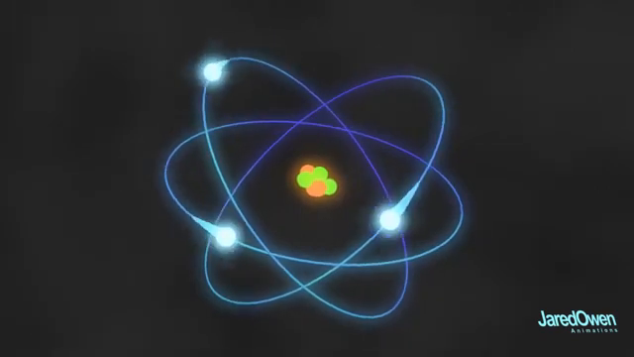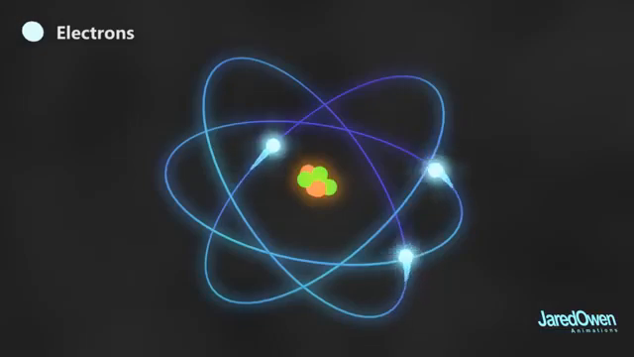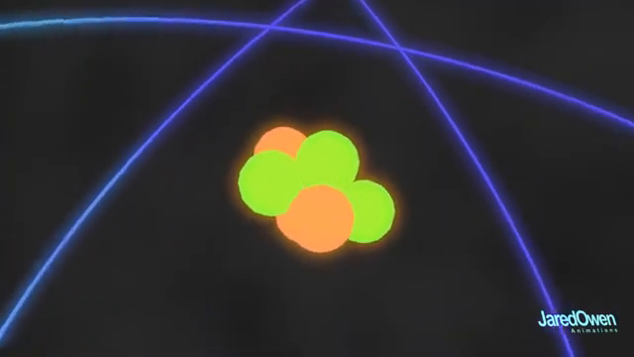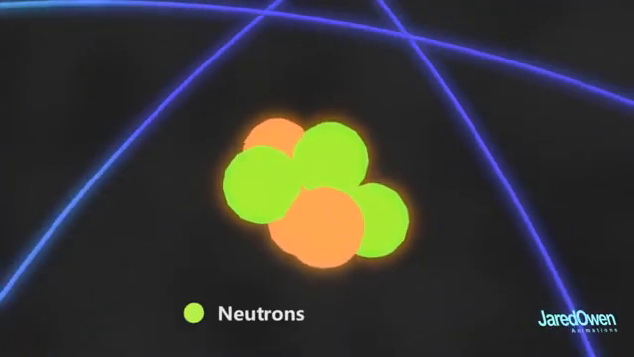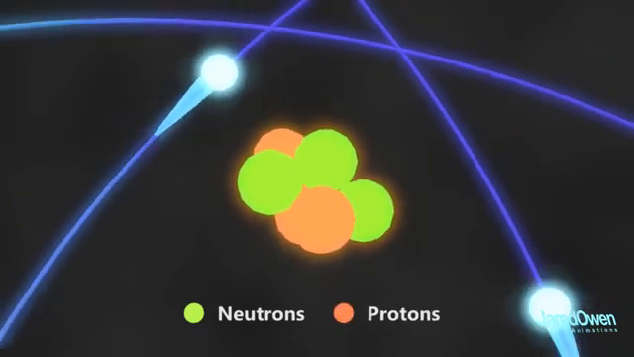When you think of an atom, you probably picture something like this. On the outside, you've got electrons that have a negative charge. In the middle is the nucleus. It's made of neutrons which have no charge and protons which have a positive charge.